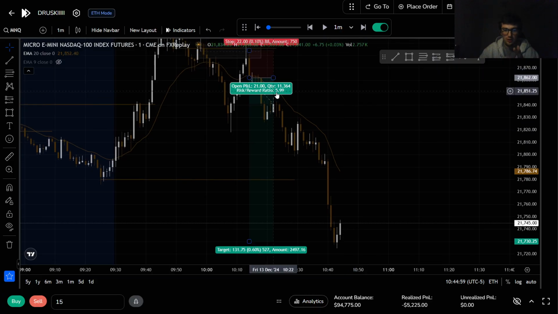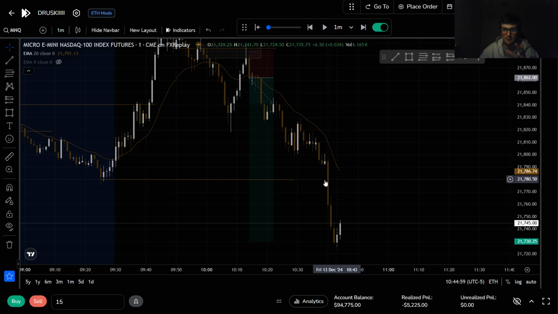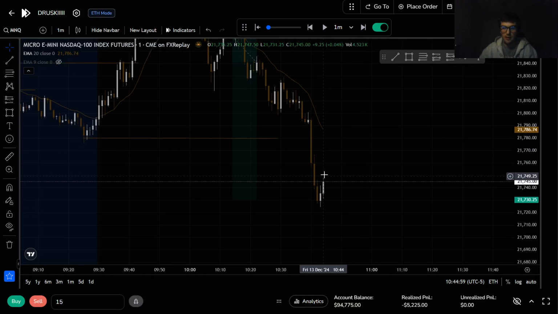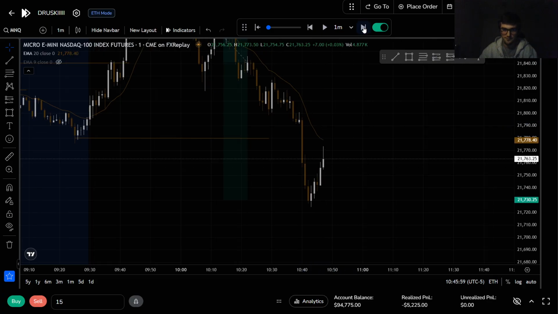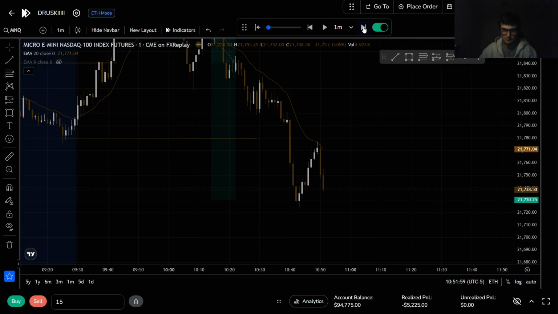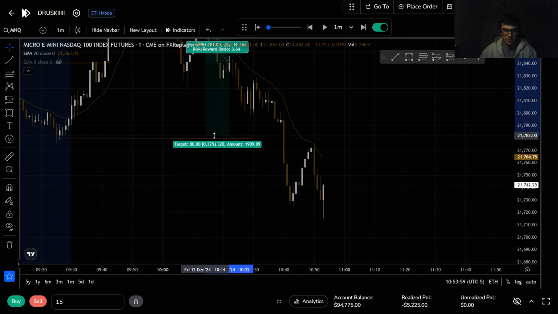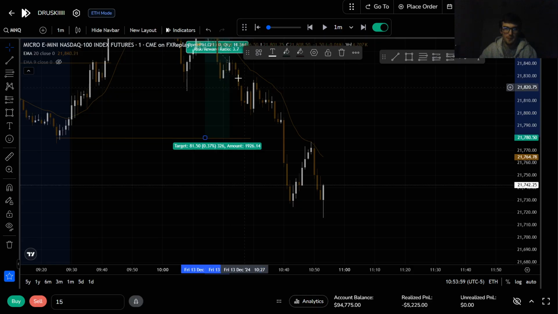So we are still under this EMA right here, and we have hit our target, but we have not closed above. There's no reason for you to not maximize your gains. You're staying in the trade longer. You're maximizing your wins. So let's see if we can come back up and tap into this EMA or crossover. If you guys see what I'm saying, the trade would have been 81 points no matter what, because we hit our target threshold.